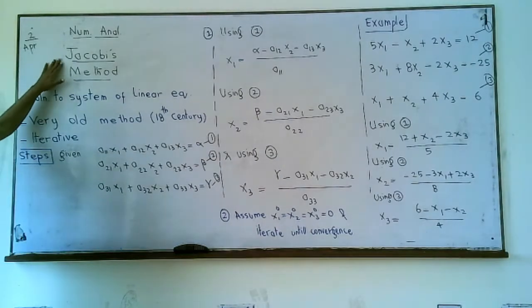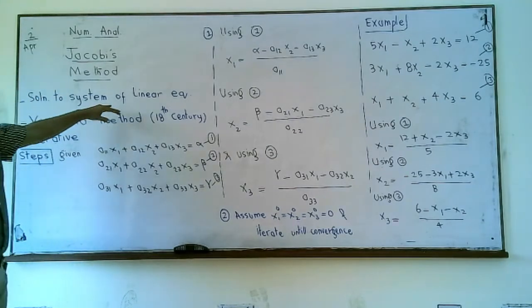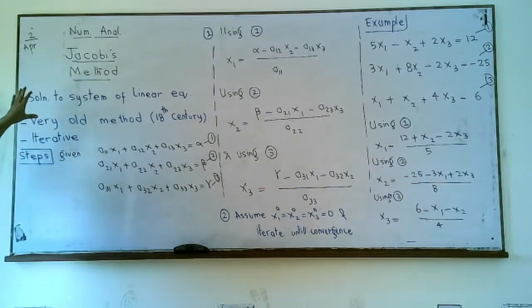In this lecture, we are going to study Jacobi's method. This is also a method to solve system of linear equations. Before this, we have studied Crout's method and Cholesky's method in the last lecture. And this method is iterative. This means you have to perform something again and again until we reach the solution.